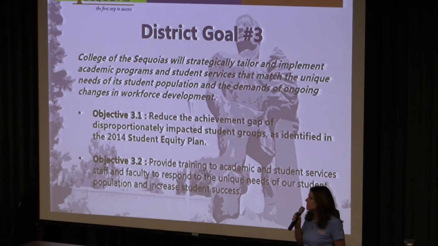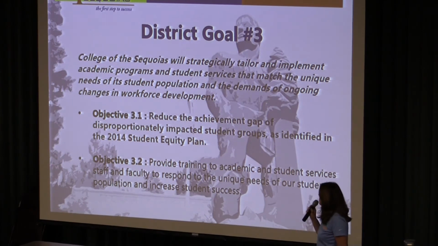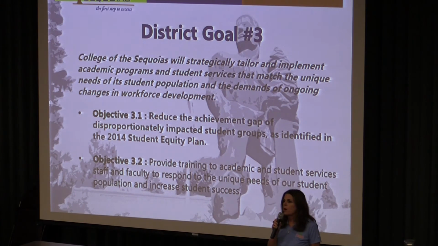So the 2 objectives that we are recommending for this are, first, to look in our student equity plan and work on reducing the gap for our students, for disproportionately impacted students. And so the student equity plan is a state mandate for us. We had to look across the board at our students and see if there were any populations that were impacted differently in numerous areas, and so that is the first one that we want to look at.